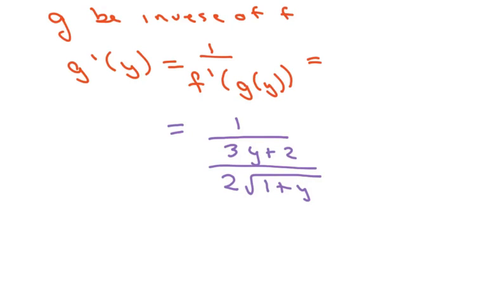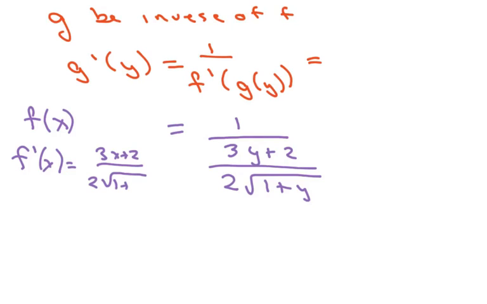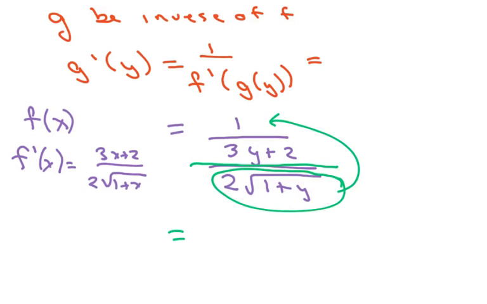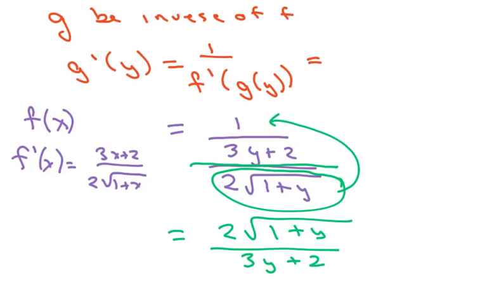Let's just recall that our f of x, once we took the derivative, was 3x plus 2 over 2 times the square root of 1 plus x. Now what I'm going to do is, when you divide these complex rationals, this guy here is just going to move up into the numerator. So you're going to get 2 times the square root of 1 plus y over 3y plus 2. And that would be your final answer.